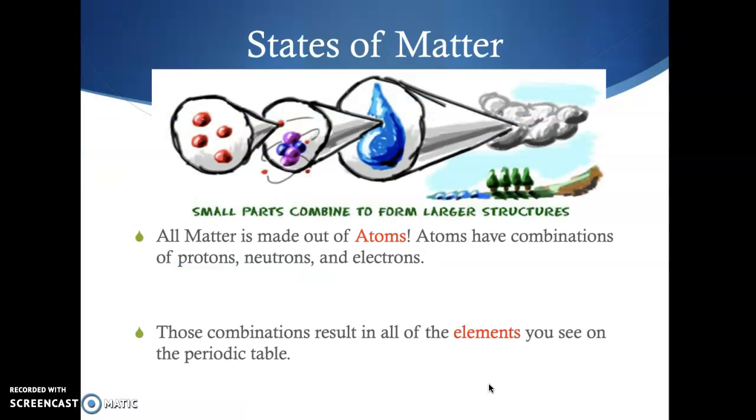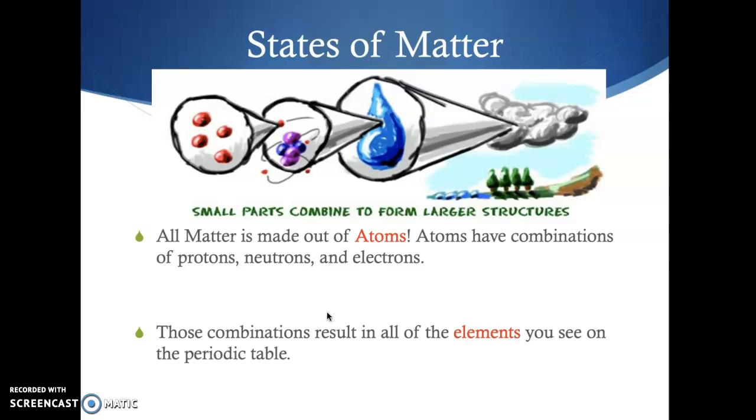So our states of matter, like if I were to take a cloud and break it down, I have water in there. I might have some other compounds in there as well, but I break it down to the smallest part. And what is matter made out of? Matter is made out of atoms. And atoms have different combinations of protons, neutrons, and electrons. So these combinations result in all the different elements you see on the periodic table.